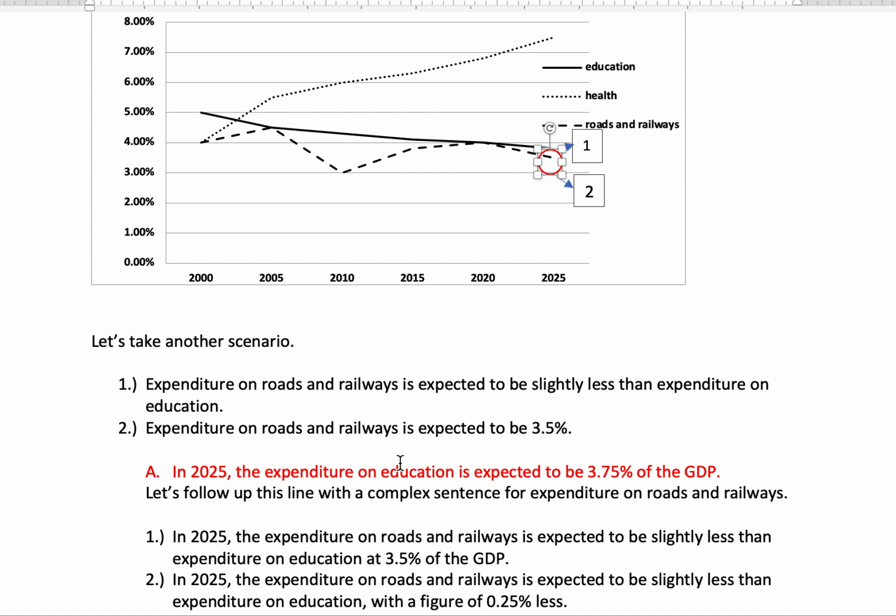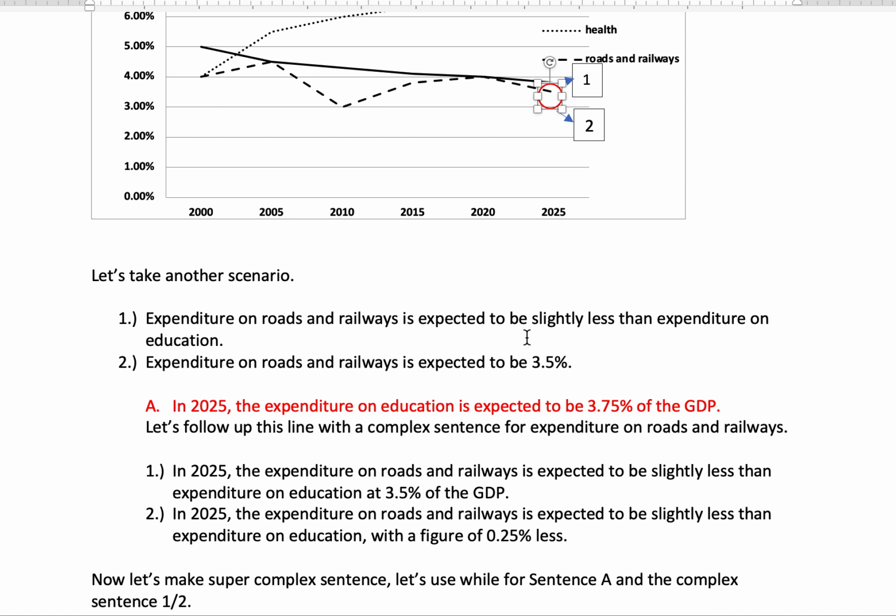Now let's see. In 2025, the expenditure on roads and railways is expected to be slightly less than expenditure on education at 3.5% of the GDP. So expenditure on roads and railways is expected to be slightly less than expenditure on education at 3.5% of the GDP. Or you can say in 2025, the expenditure on roads and railways is expected to be slightly less than expenditure on education with a figure of 0.25% less.